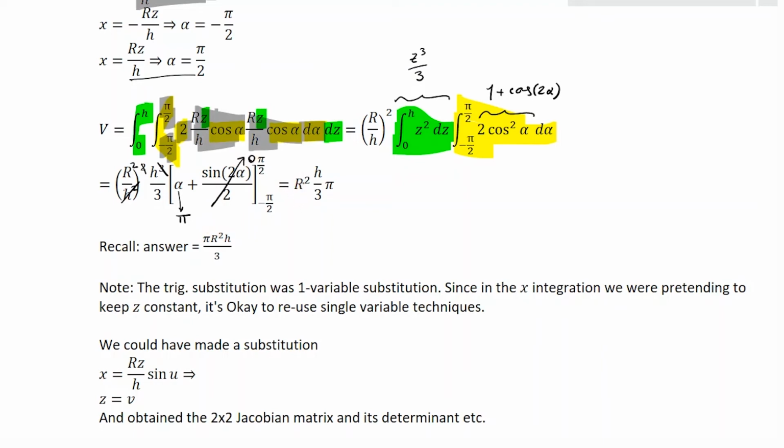Now we have r squared h over 3 times pi. And just a reminder, the answer was pi r squared h over 3, which is the same as this one. So this is correct.